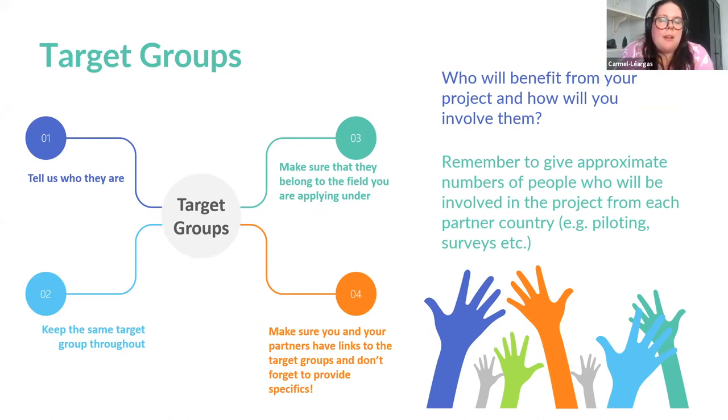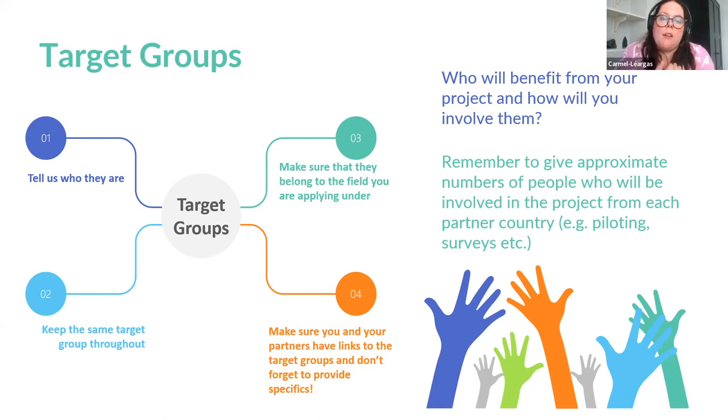Is it going to impact young people? Is it going to impact adult learners? Who is the impact of this project primarily focused at? Then keep the same target group throughout. We sometimes find that some application forms might start off saying they're working with young people, and then they move into students, or they might move into adult learners.